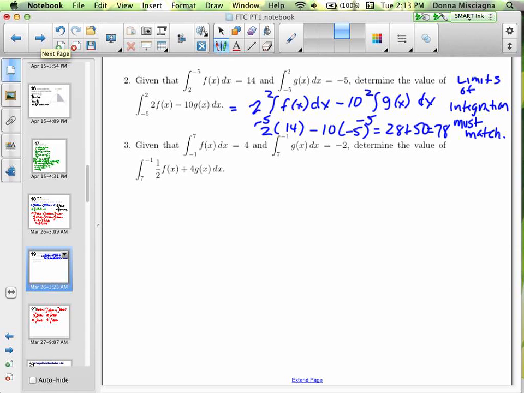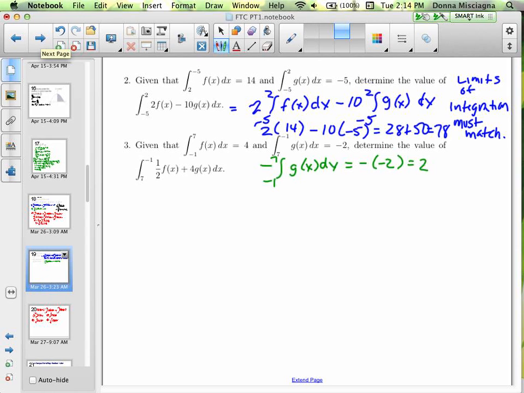And this one was 7 to -1, right? But we could rewrite this one. From 7 to -1, that doesn't match -1 to 7. But this is the same as the negative integral of g of x dx from -1 to 7. So if we put a negative in front, we can switch the limits of integration, and that would therefore be -2, or 2. All right, so now we can do this one.